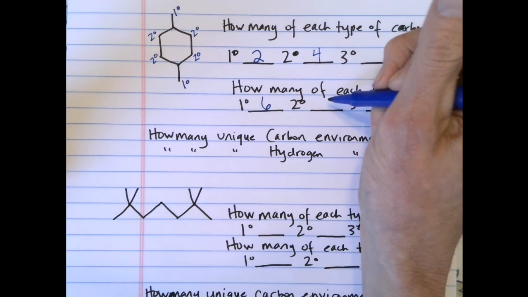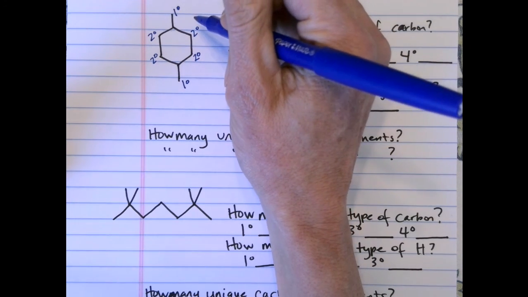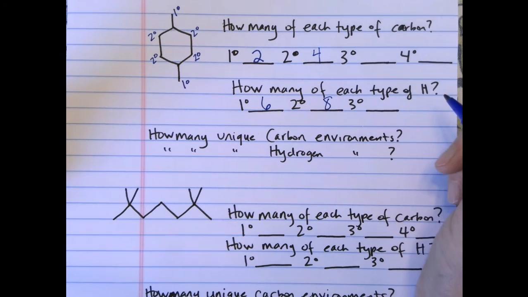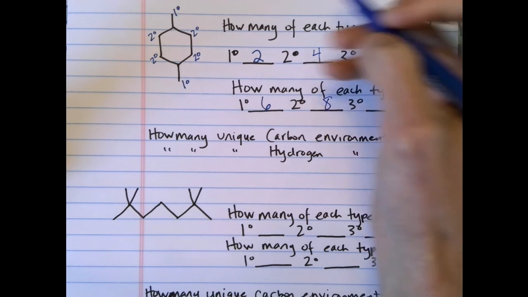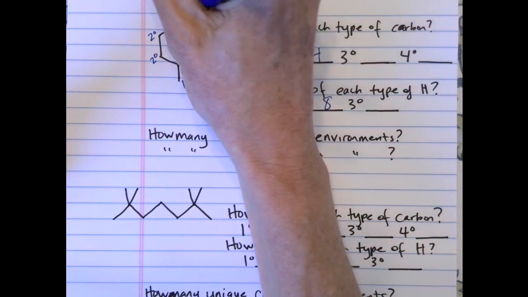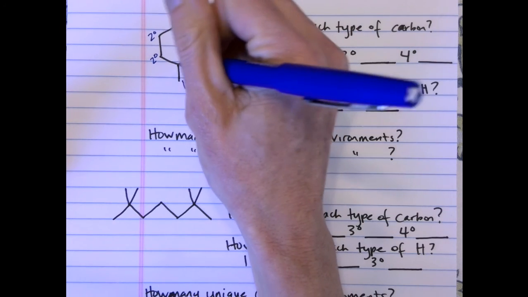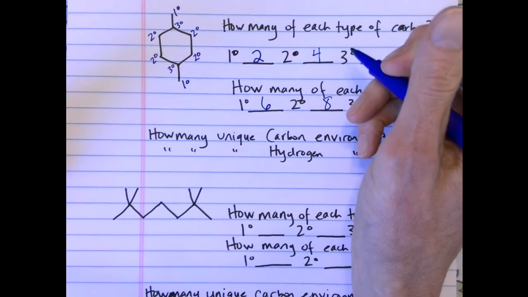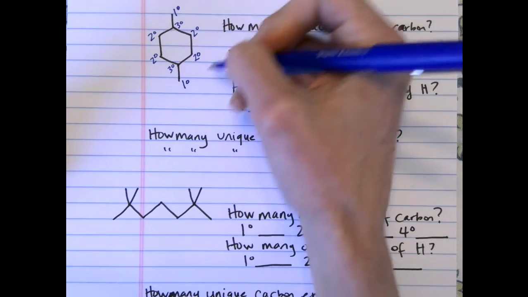How about hydrogens that are on those secondary carbons? Well, there's 2 here, 2 here, 2 here, 2 here. We have a total of 8 secondary hydrogens in this molecule. And tertiary, okay, now that's the carbon here that's attached to 3 other carbons. This one is tertiary, and so is this one down here. There's a lot of symmetry in this molecule that we're looking at. So I think we ran out of carbons.